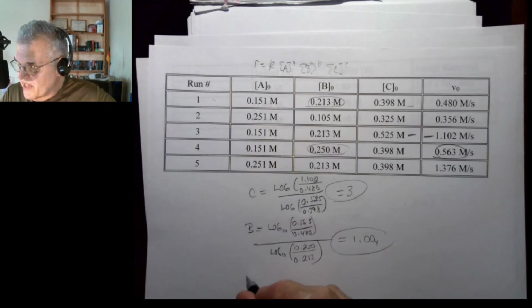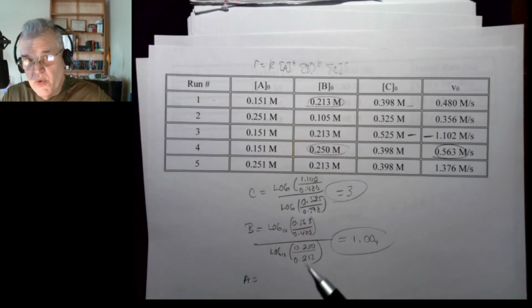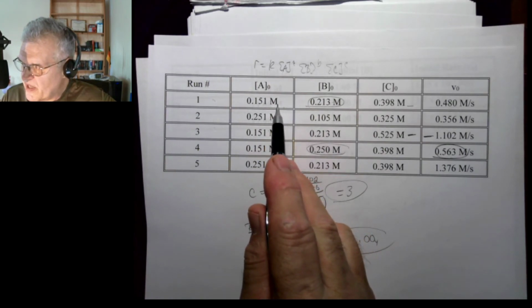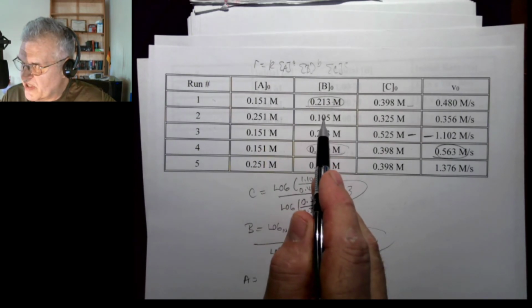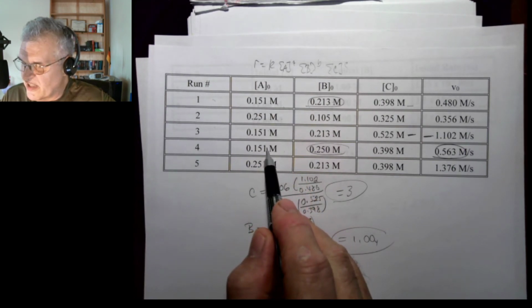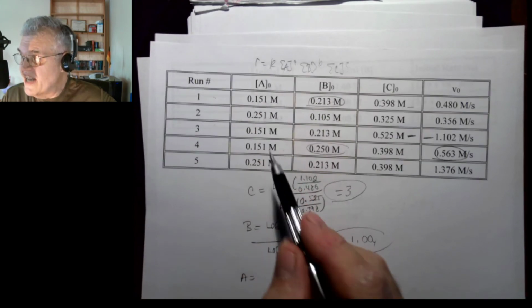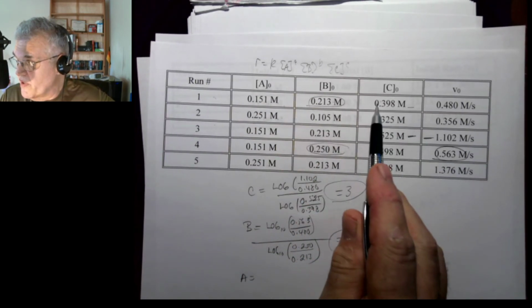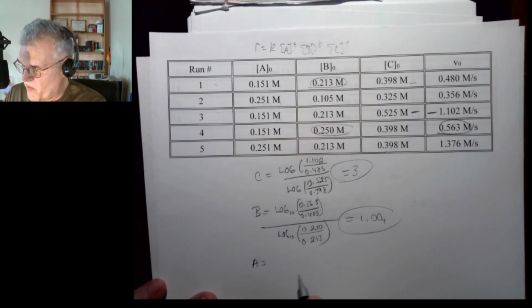Well, again, to be able to get A, I have to find two reactions in which the concentration of A changed, but the concentration of B and C did not. So what do I got? Well, A changes in 1 and 2, but so does B. No good. A does not change between 1 and 3. A does not change between 1 and 4. A does change between 1 and 5. B does not change between 1 and 5. C does not change between 1 and 5.